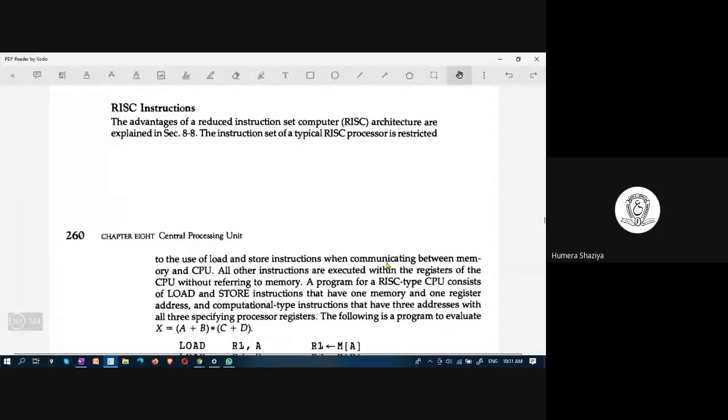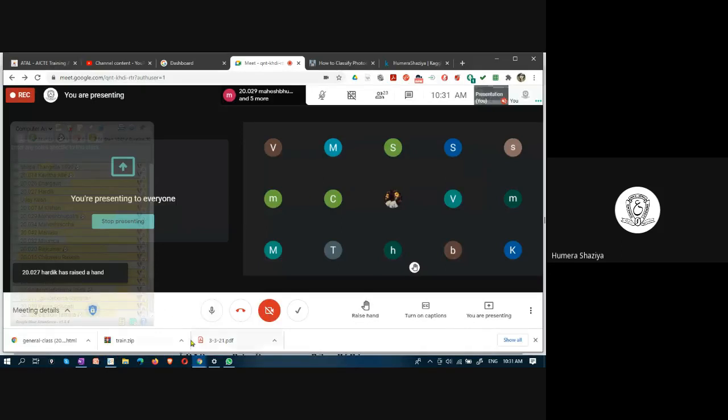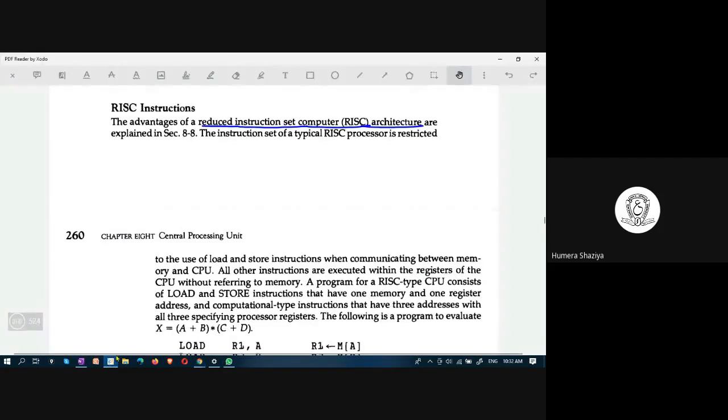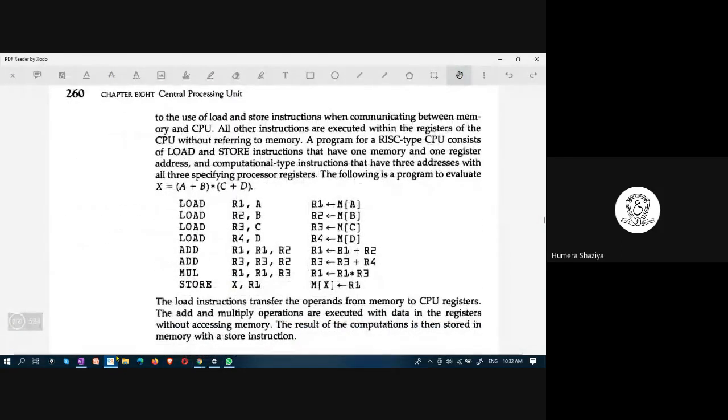RISC instruction. RISC is reduced instruction set computer. Our Intel machines follow this architecture, RISC architecture. Somebody raised hand. Any doubt? All right, let us go ahead.